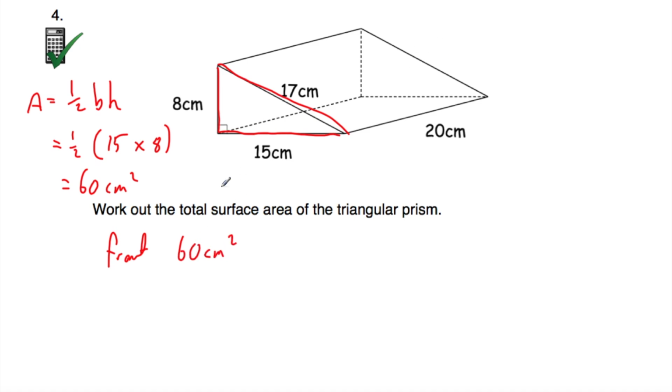Now we need to do the back. Well, the back's the same as the front, so the back will have an area of 60 centimeters squared as well. So that's 2 of the 5 faces.